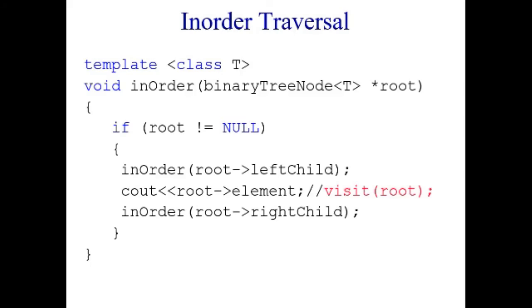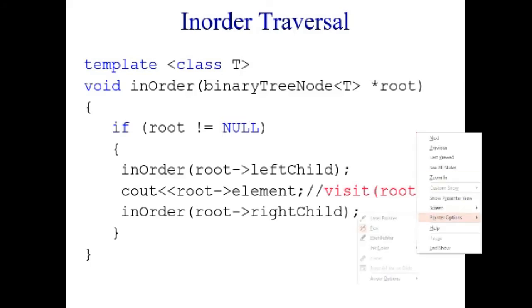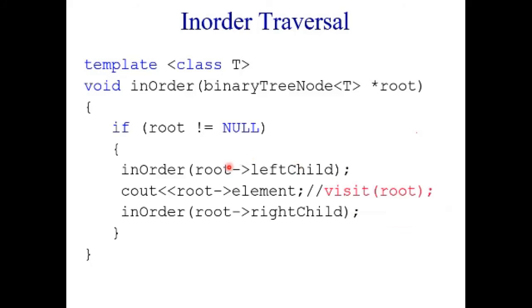We have to visit the left subtree. Visiting a left subtree is a recursion by passing the left child address. That's what we're calling the first recursion. So after visiting the left subtree, there is a recursion.